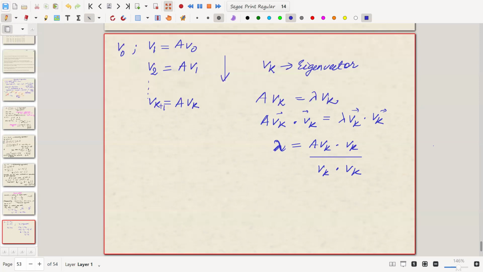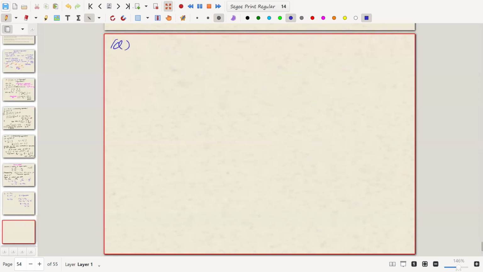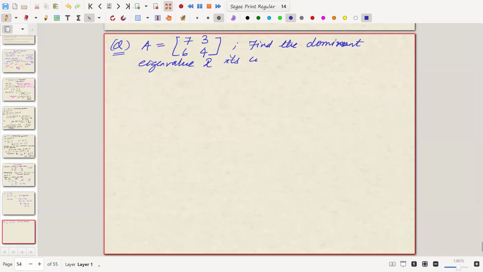So I ask you to see what we have done so far. What is our iteration scheme and how did we compute lambda? Okay, let's begin with an example so that you can appreciate it better. We'll start with a small example so that you can do it by hand. Let us take the same example as we had taken before. We took the same, right? Yes. So I ask you, find the dominant eigenvalue and its corresponding eigenvector.